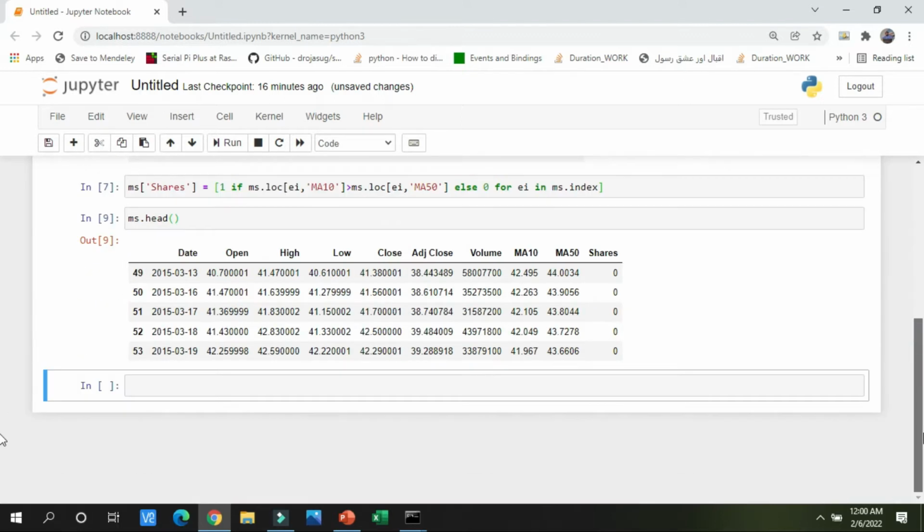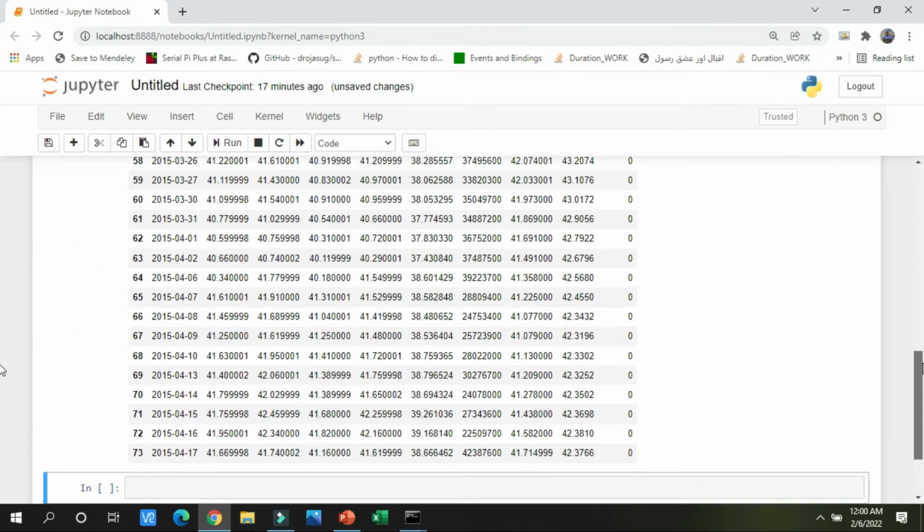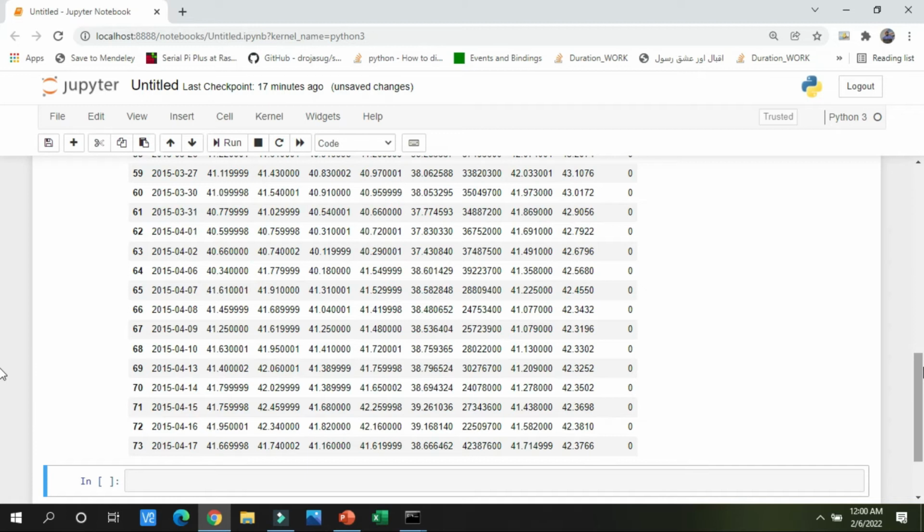Yes, you can see there are the values of stock, and if MA10 is greater than MA50, it will show you the change. It means when these values are greater than the MA50 values, we have gone long the stock. You can see in the first 5 rows it is 0, meaning MA10 is not greater yet. But in the next few rows, if we do it as 25, you will find a 1 somewhere in the next rows.